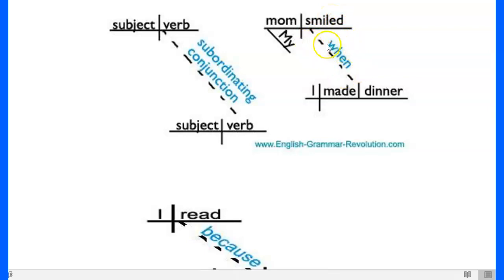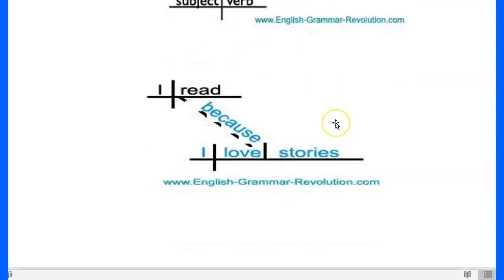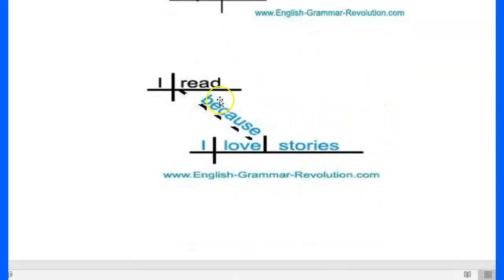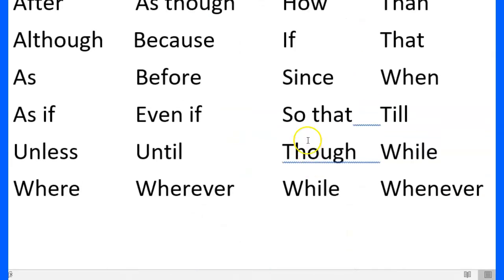Here's your subordinating conjunction. Keep going back to this example. And then the dependent clause, I made dinner. So just remember that, and I love this example because if you just keep it in front of you, you know where to put your subordinating conjunction. Here's another one. I read because I love stories. So subordinating conjunctions are going to go on the dotted line. So let's go back up there.